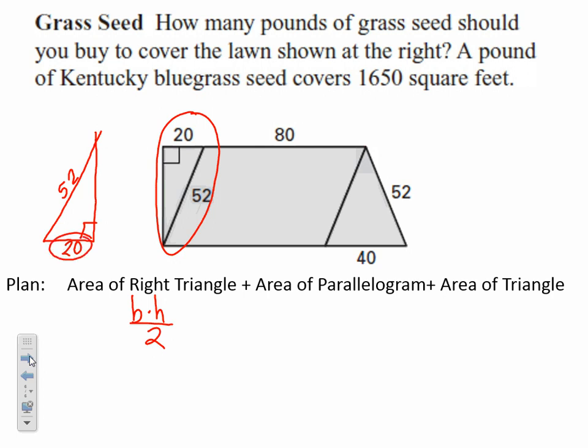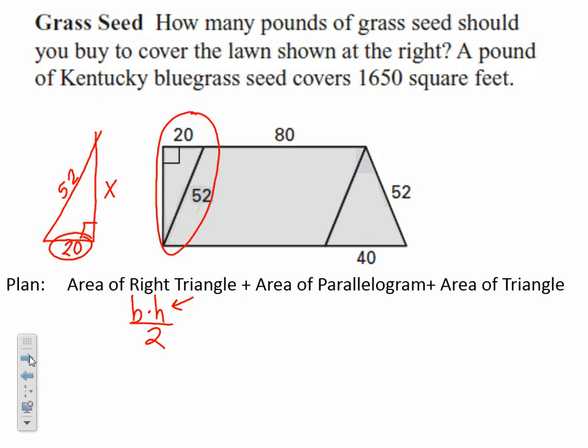I can see that. Do I have the height of this triangle? Because I'm going to need it to plug into that formula. And the answer to that question is no. 52 is slanted. It is not the height. I need to find that height right there so that I can use it to find the area of my triangle.